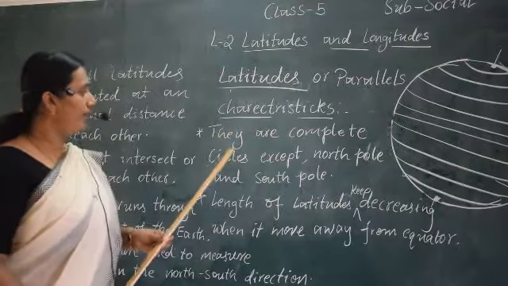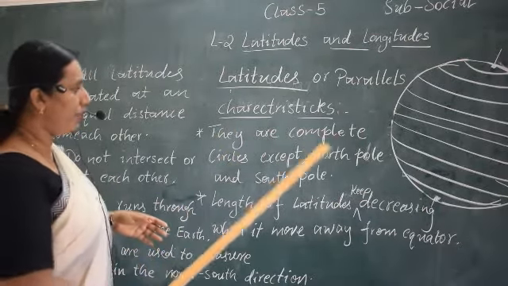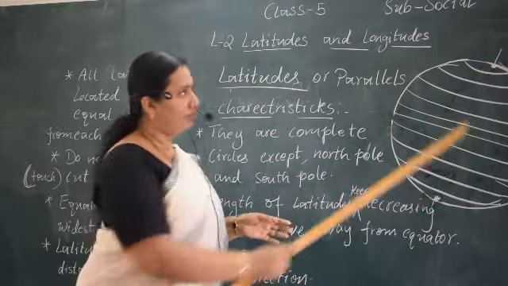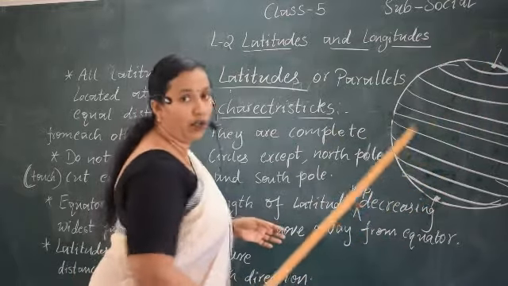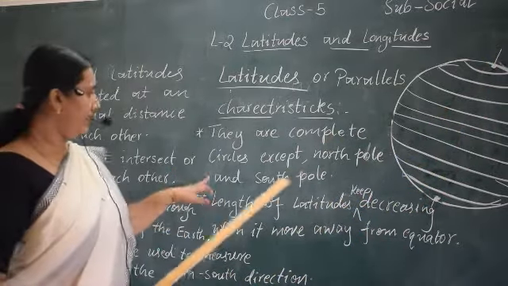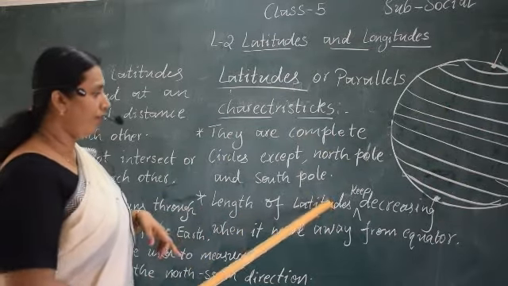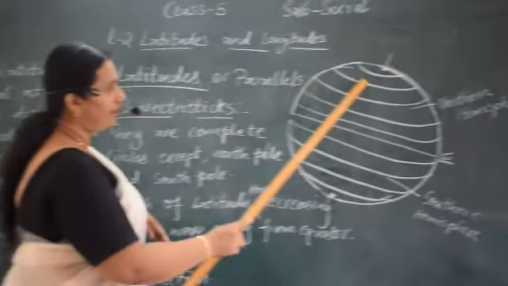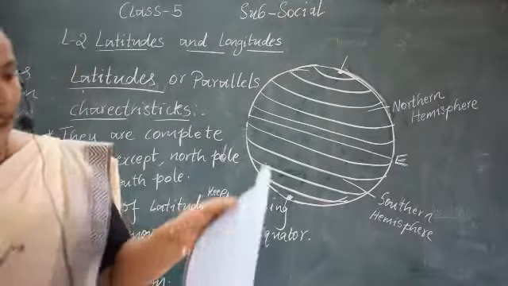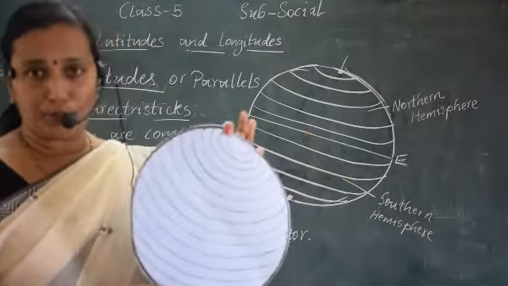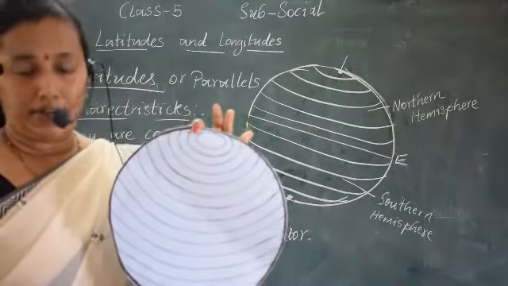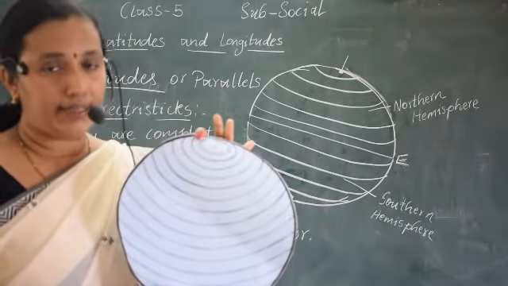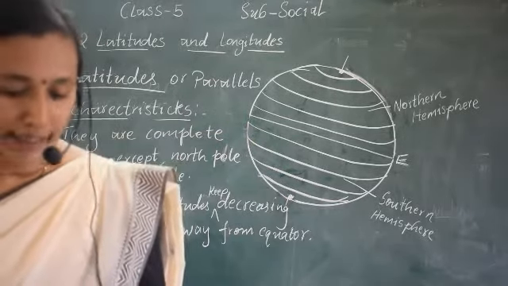First one, they are complete circles except the North Pole and South Pole, where they are points. The remaining are all complete circles. Second one, the length of latitudes keeps decreasing as you move away from the equator. You can observe this one and understand about that. The length of the latitudes keeps decreasing when moving away from the equator.